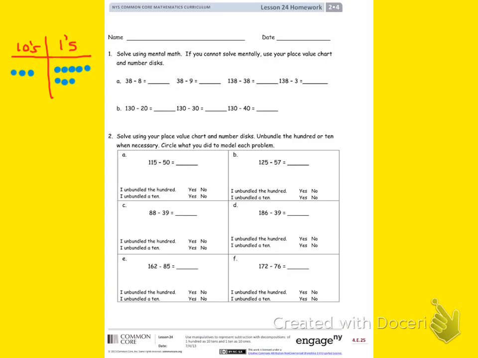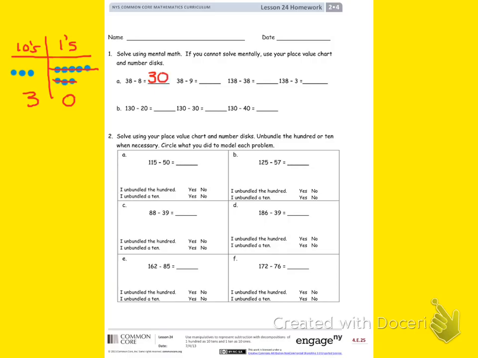Now, if I take away 8, 8 is the same as 8 ones. I do have enough ones in the ones column that I'm able to take away 8 ones. 5, 6, 7, 8. So that leaves me with an answer that has a 0 in the ones place and a 3 in the tens. That number is 30.